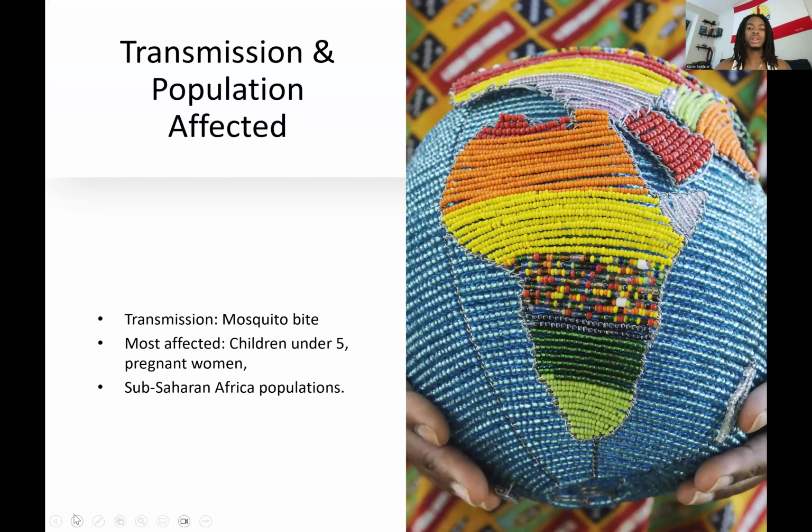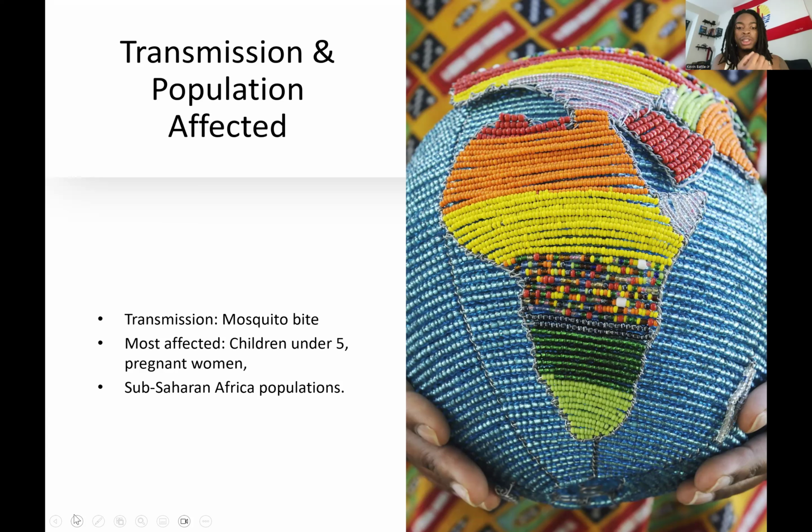Mode of transmission, and then most affected population. Malaria, again, is transmitted through the bite of infected mosquitoes. So from infected host to host, wherever the parasite can survive. It can't spread through casual contact. It's not an airborne disease. It's not a disease spread through bodily fluids or by respiration. It's spread specifically from the mosquitoes themselves.